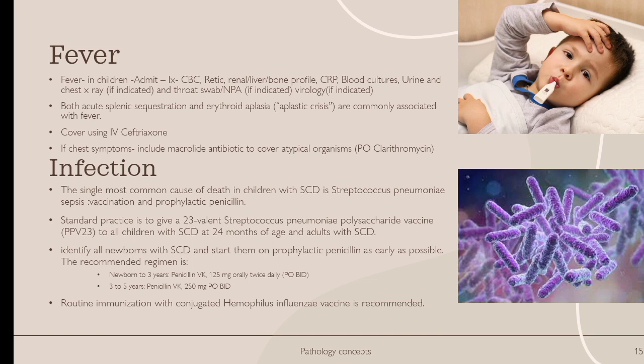Infection. The second most common cause of death in children with sickle cell disease is Strep pneumoniae sepsis. Important preventive measures are vaccination and prophylactic penicillin. 23-valent Strep pneumoniae polysaccharide vaccine to all children with sickle cell disease at 24 months of age and adults with sickle cell disease is recommended. Prophylactic penicillin should be given to all newborns with sickle cell disease. Conjugated influenza vaccine is also recommended.